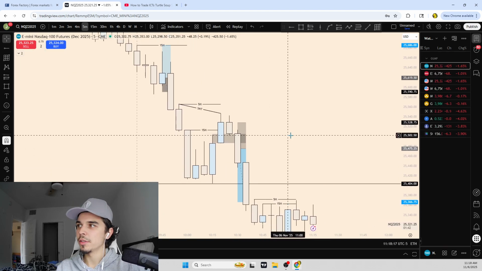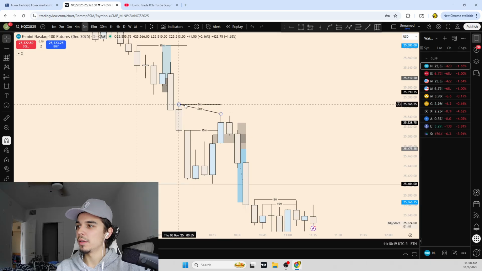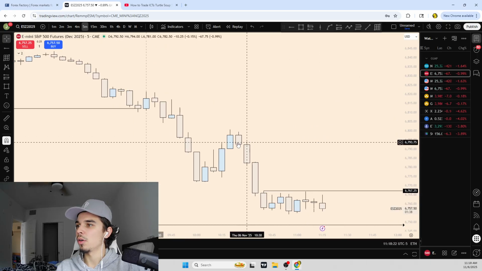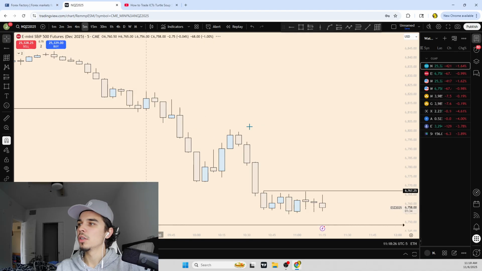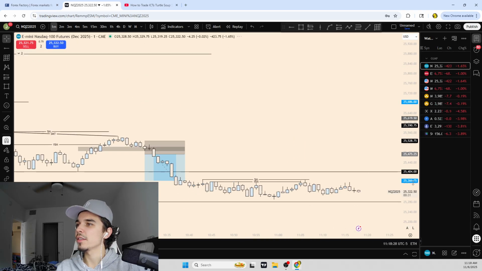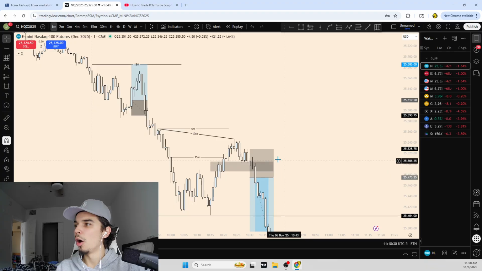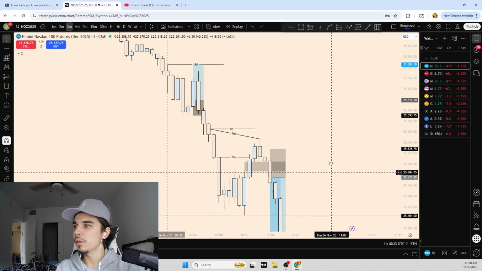We ended up getting a tap into there, an SMT with this 5-minute. These 955 highs ended up getting taken out on ES. Here's 955. They ended up getting taken out on ES. So we had an SMT there. There was no reason for NASDAQ to go into that 5-minute. And then coming out of the 15-minute, we had this 3-minute inversion.